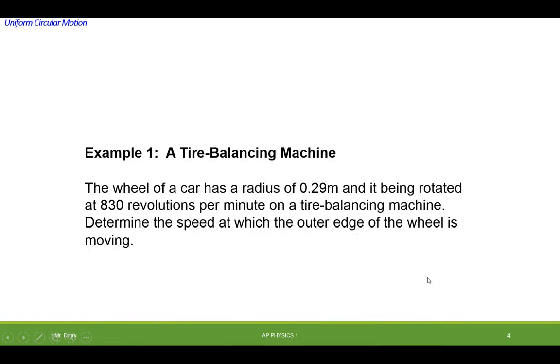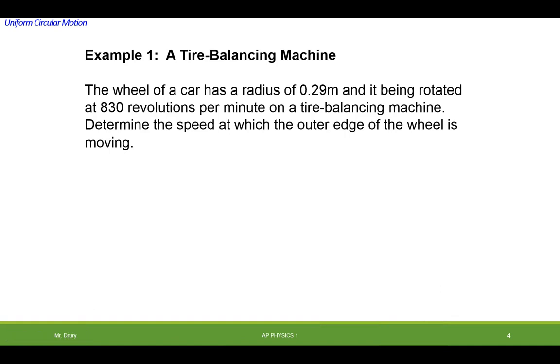All right, let's try a problem with this. The wheel of a car has a radius of 0.29 meters and is being rotated at 830 revolutions per minute. Now that's not a period. That's how many times it's happening per minute. So we need to change this into how long it takes one to happen, not how many happen per unit time. We want to determine the speed at which the outer edge of the wheel is moving.